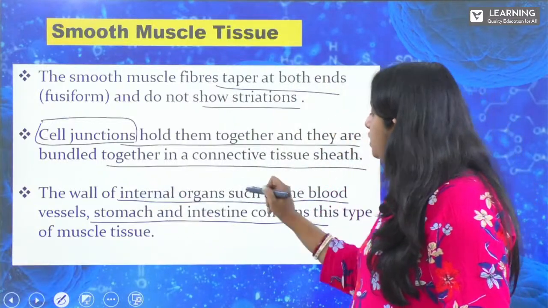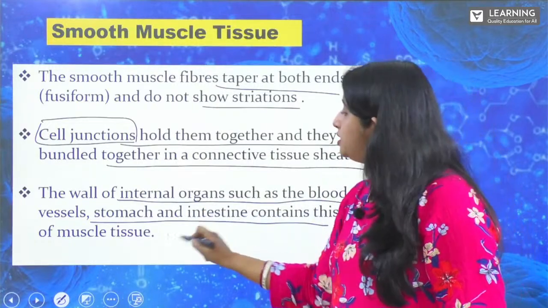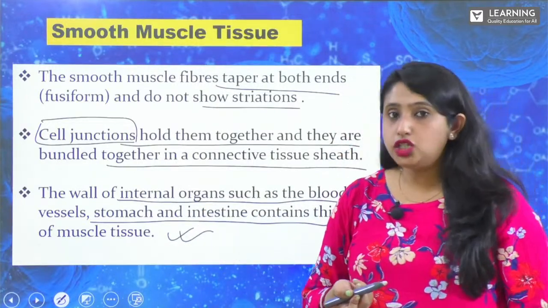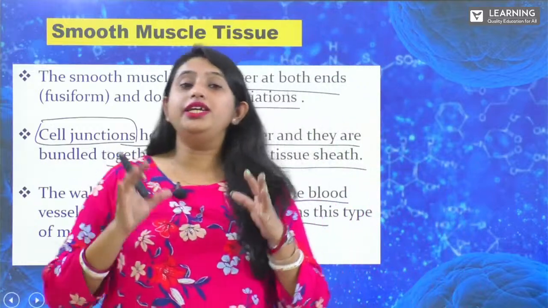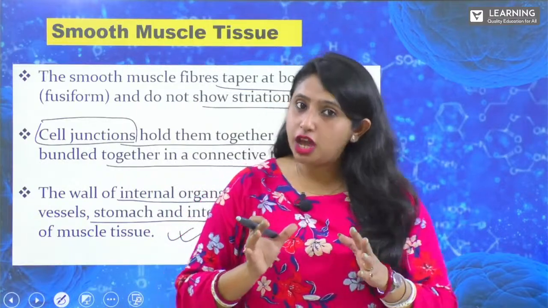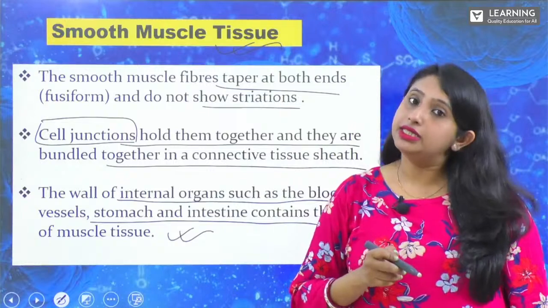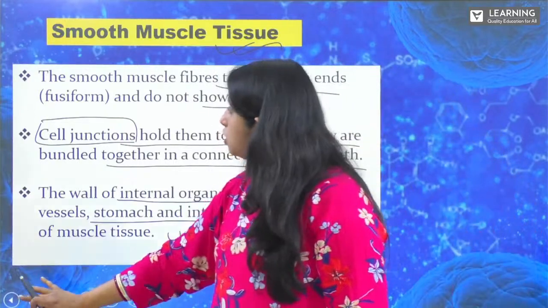So the walls of internal organs such as the blood vessels, the stomach and the intestine contain this type of muscle tissue. So inside our body, all the internal organs are made up of which type of tissue? They are made up of the smooth muscle tissue. So this is all about it.